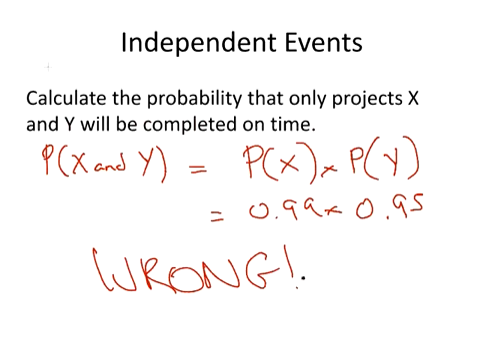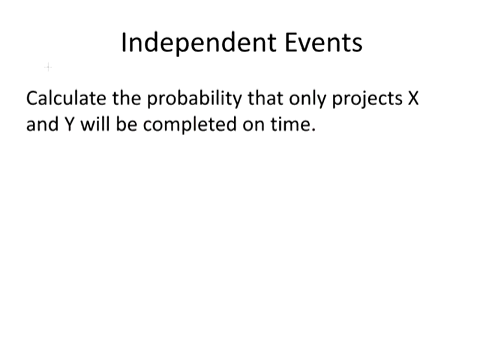There is actually another event that is not being considered as part of this. Notice the fact we've said only projects X and Y. This means that Z has not been completed on time. What we should have done is as follows. Probability of X and Y and the complement of Z. X is finished on time, Y is finished on time, Z is not finished on time.